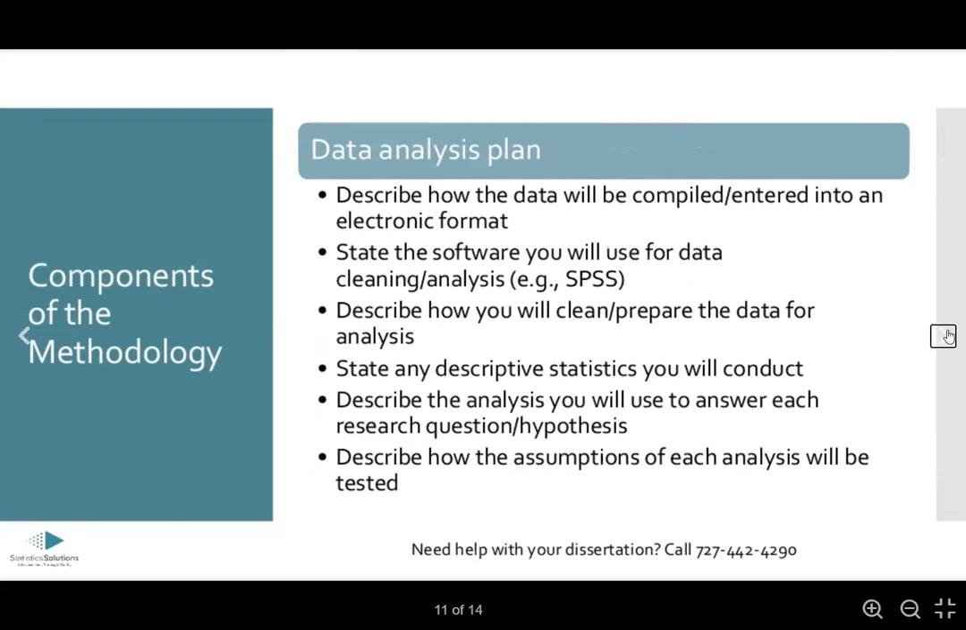First, you will want to talk about how the data will be compiled or entered into an electronic format. This is especially important if you are doing in-person research with a paper and pen survey. You will want to identify how you plan on manually entering the responses to the surveys into an electronic format. So it could be that you're typing them into an Excel sheet. If that's the case, you'll want to talk about that process and also identify how you are making sure that the data is accurate. So are you having quality checks? What are you doing to make sure that you're plugging it in correctly?